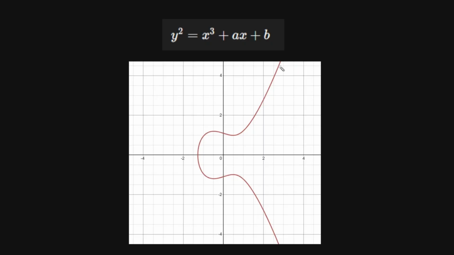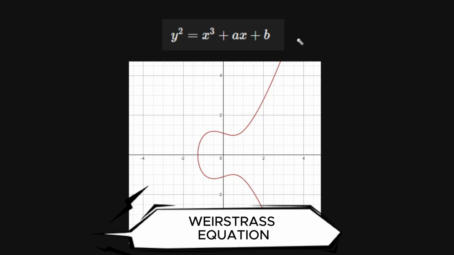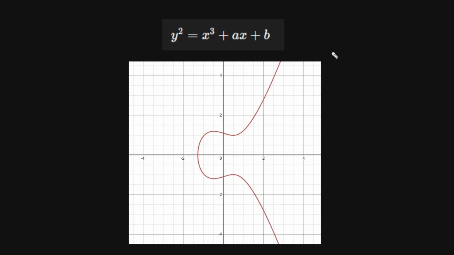Now, whatever we are going to learn today all starts with this equation: y squared equals x cubed plus x plus b. This equation is called the Weierstrass equation. The name may feel overwhelming, but we are just going to look at a very surface level of this equation. The thing that matters most is the graph that we get after plotting this equation.